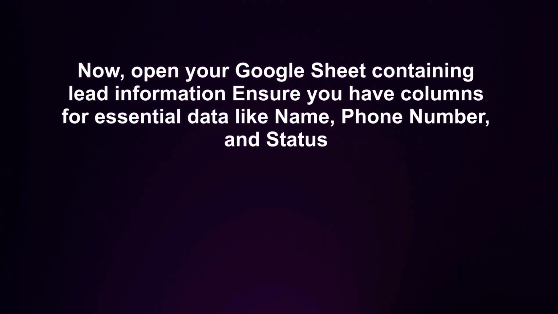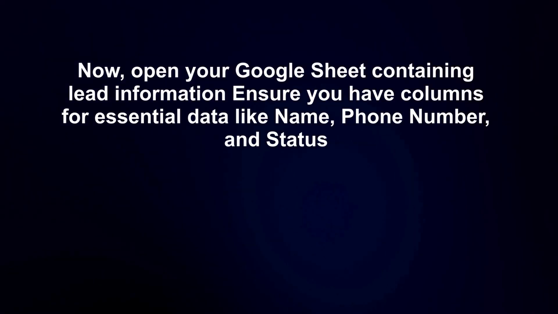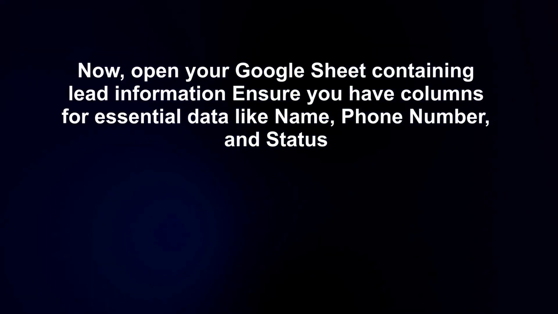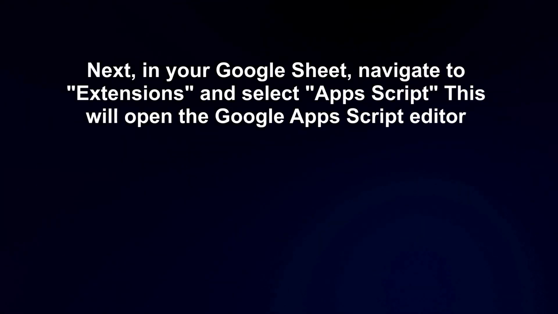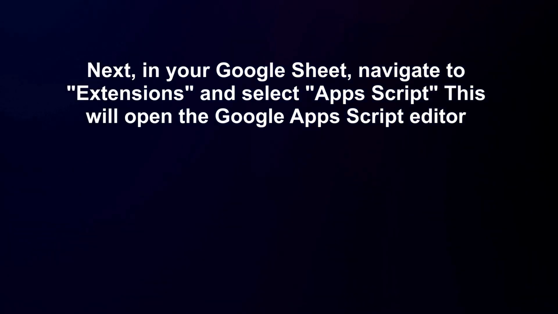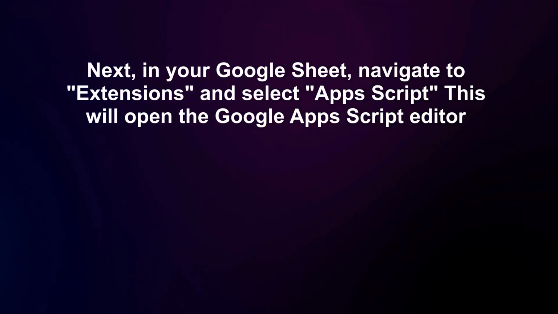Now, open your Google Sheet containing lead information. Ensure you have columns for essential data like name, phone number, and status. Next, in your Google Sheet, navigate to Extensions and select App Script. This will open the Google App Script Editor.